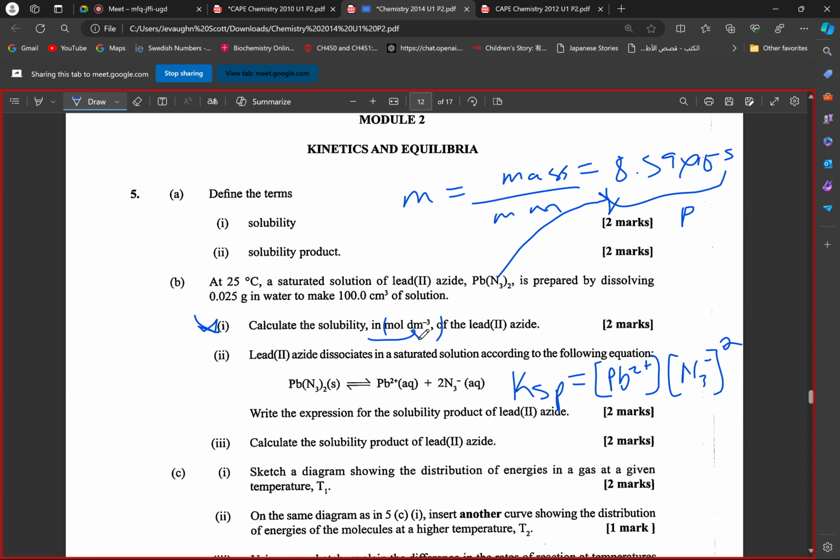Alright. Okay. So doing this now, we're going to have our 8.59 times 10 to the power of negative 5, cubed. And what would be our answer? What's our answer?